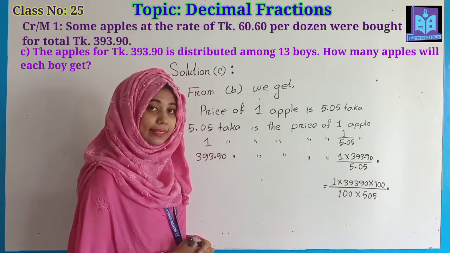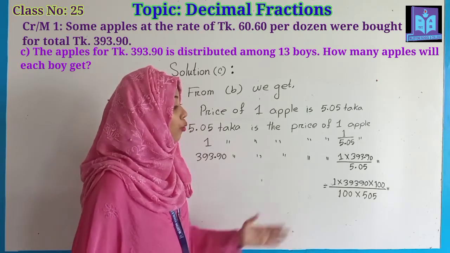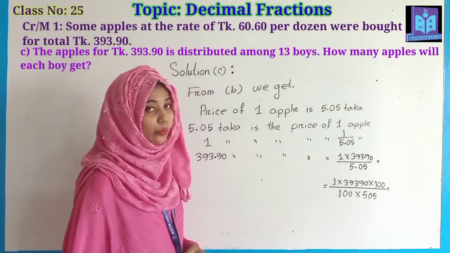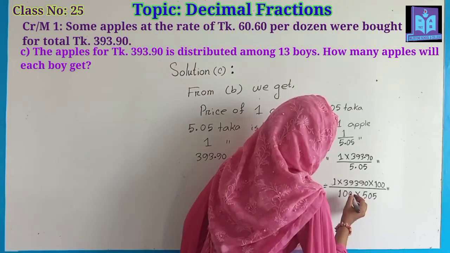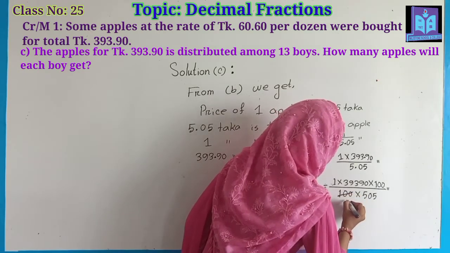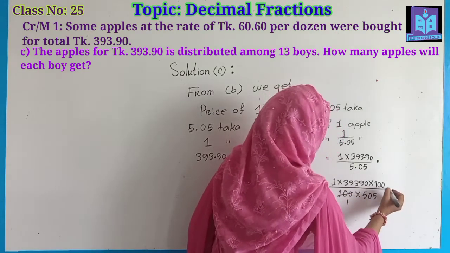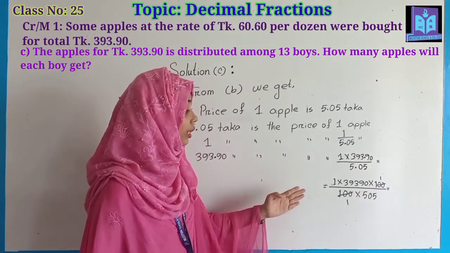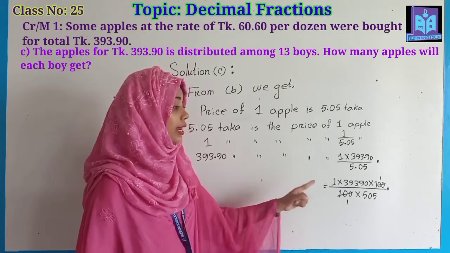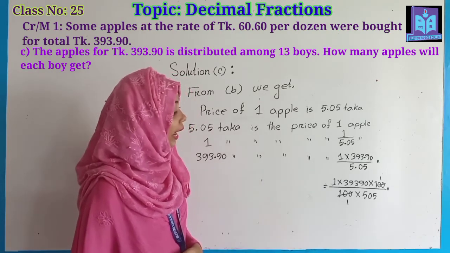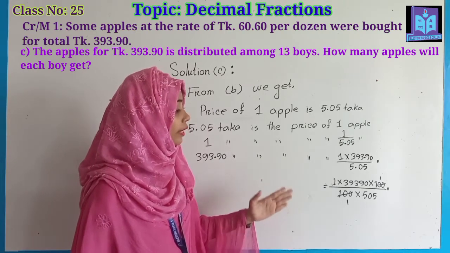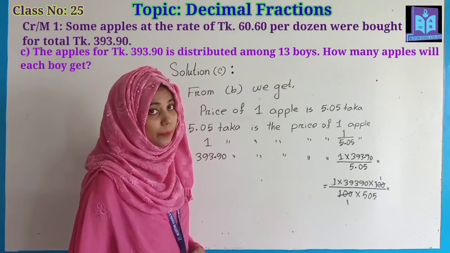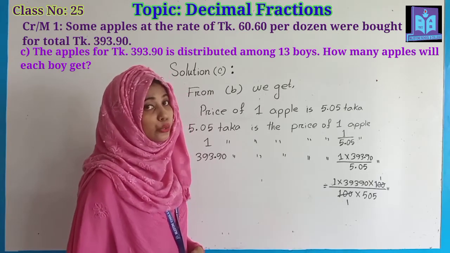Now we are cancelling this part. Numerator 100 and denominator 100. It means both numbers you can divide by 100. So 100 divided by 100, the quotient is 1. 100 divided by 100, the quotient is 1. 39,390, the last digit is 0. And denominator 505, the last digit is 5. It means both numbers you can divide by 5. Let's do the division.